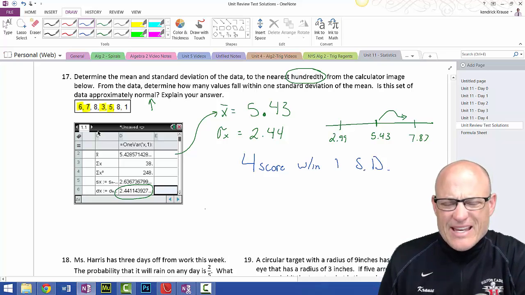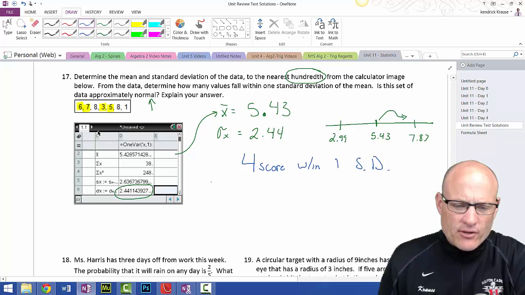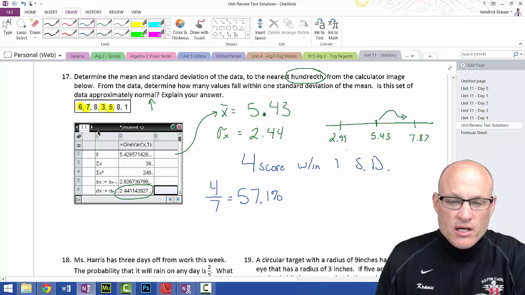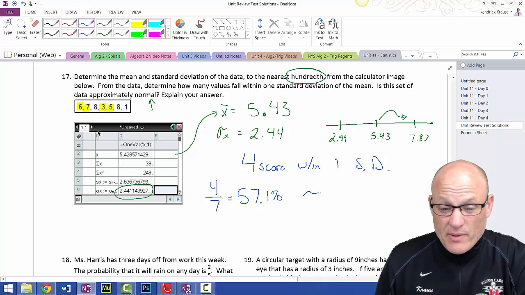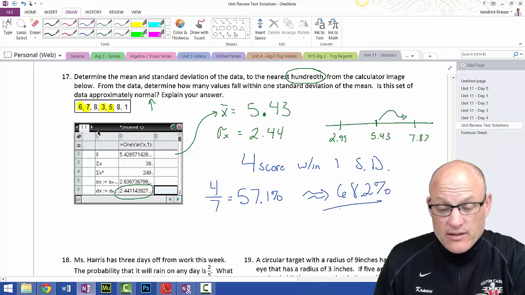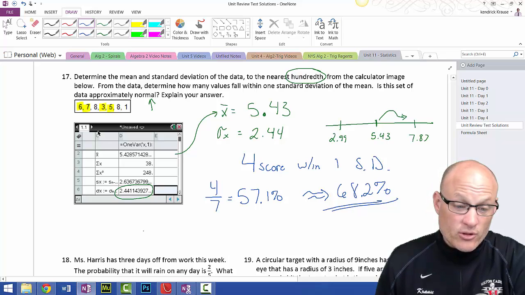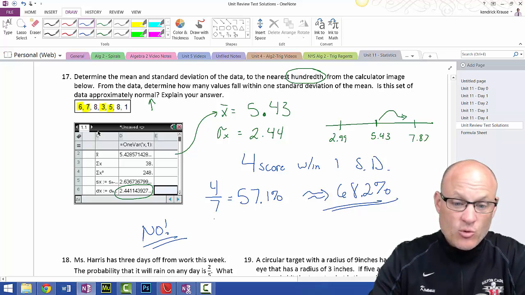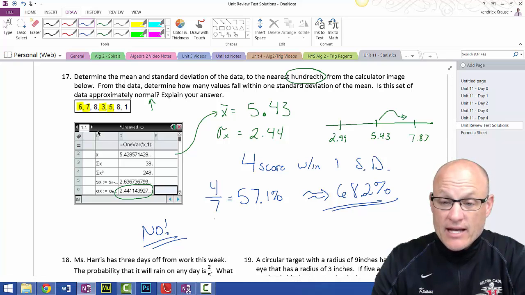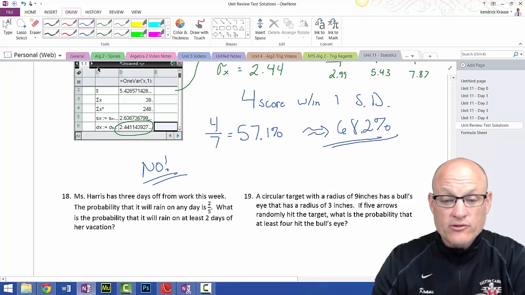But then the next question is, is it normal? Well, let's see what that represents. 4 out of 7 represents, if you do it on your calculator, about 57.1%. If it was to be normal, I would expect this to be 68.2%. This is not even close. So the answer to this question is no, this is not normally distributed because it's not close enough. And just putting no, by the way, is not what you need to put on there. You need to put no, it is not normally distributed because it's not close enough to 68.2% in order to be considered normal.